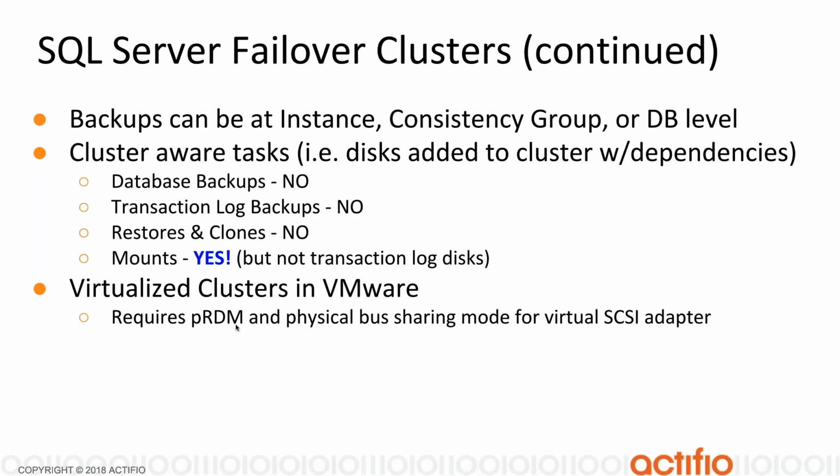You could do iSCSI, for example, directly to the VM, but most people go through the PRDM mode, and then they have their virtual SCSI adapter set for physical bus sharing mode. Now, doing that, and specifically doing that with SQL Server clusters, results in slow reboots and slow HBA scans by default. And there's a reason for it, right?